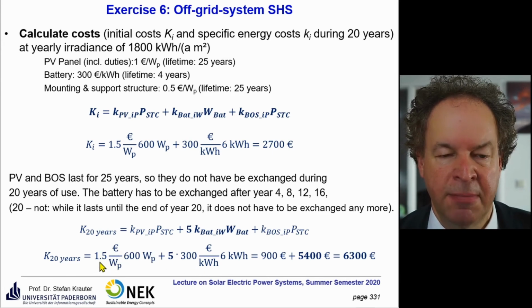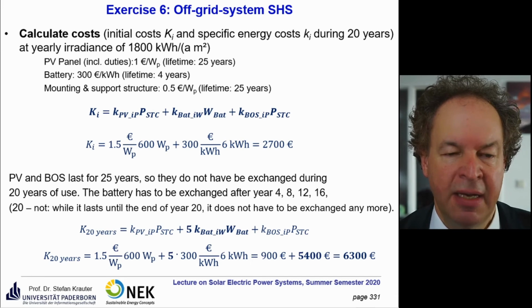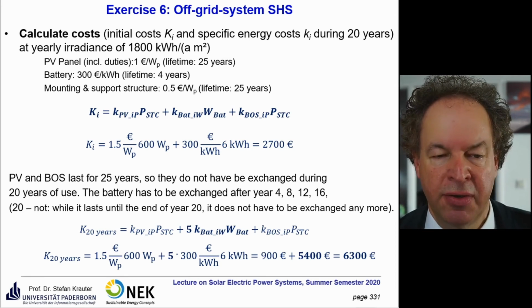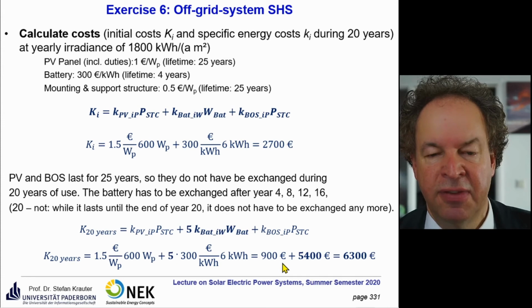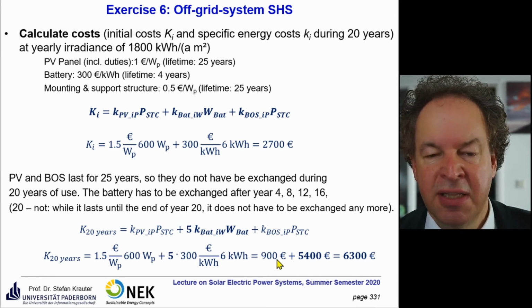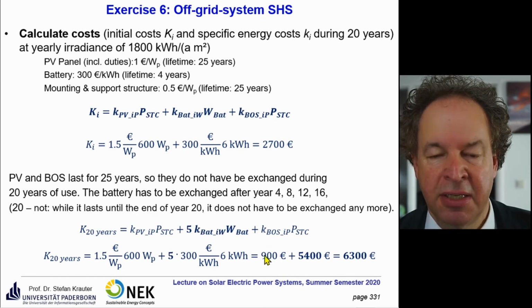So we have €1 for the PV panel plus 0.5 euro for the BOS. So we have 1.5 euro per watt altogether times 600 watt standard test conditions, which is 900 euros. Plus 5 times the battery costs, 300 euro per kilowatt hour times 6 kilowatt hours, which is 5,400 euros. This is 6,300 euro in total.